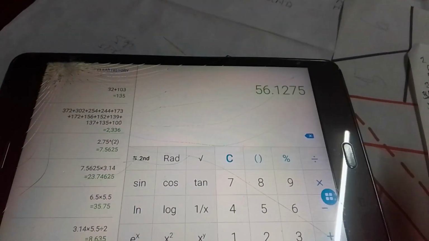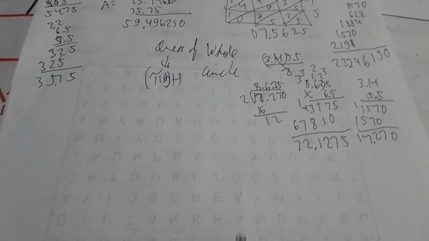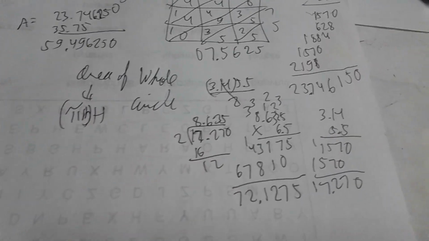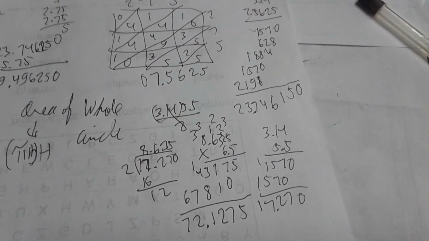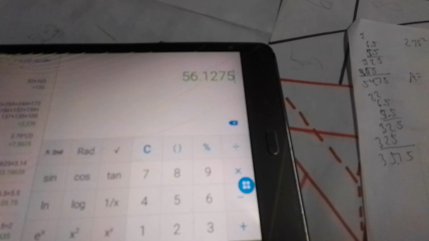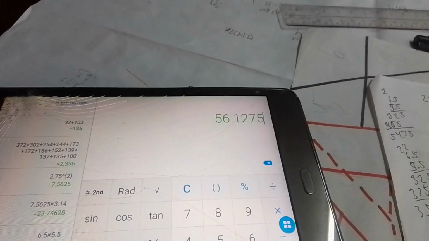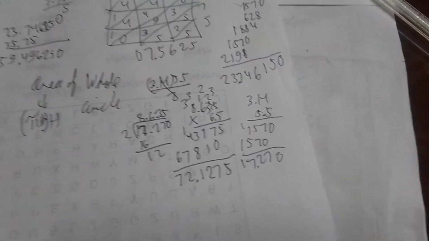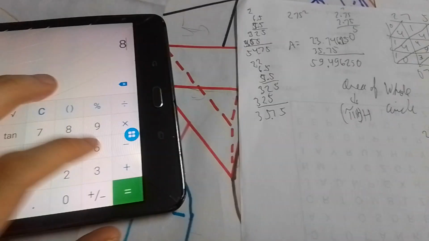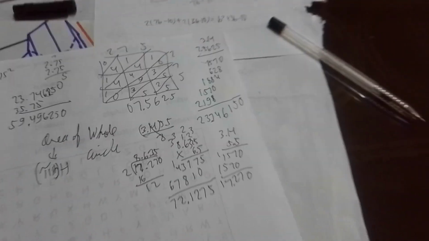We should get this answer of 8.635. Then multiplied by 6.5. Wait, it's still the wrong answer. Because normally, we're supposed to get 56.1275. Wait, what did I do again? Remember, this is the answer? Then times 6.5. Ah, that's why. That's supposed to be the correct answer. Because this one, that's the correct answer. And then multiplied by 6.